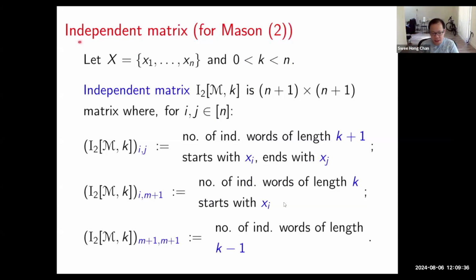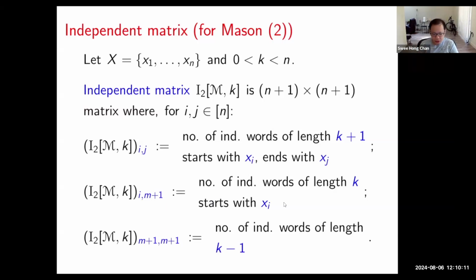Okay. And what we are going to do is that by using this information, we are going to build this thing that's called the independent matrix. So let us enumerate X, the ground set, as X1, X2, up to Xn. K is fixed between 0 and n. This is just because otherwise Mason's inequality is actually trivial. The independent matrix is an n plus 1 times n plus 1 matrix. The matrix is labeled as I2. This is because it's going to be used for Mason 2. For Mason 3, we will use the matrix called I3. For Mason 4, it will be the matrix called I4.